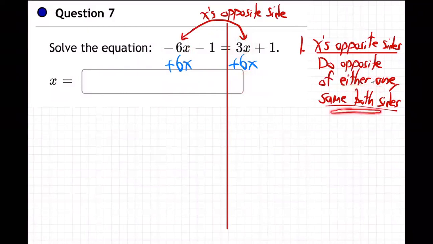But whatever you do, do the same thing to both sides. So pick either one you want. It doesn't matter at all. Just do the opposite of one of those x's. The opposite of minus 6x is plus 6x. The opposite of regular 3x would be minus 3x, and you'd have to do it to both sides. That's the other option. All right, doesn't matter. I'll just go this way, I guess.